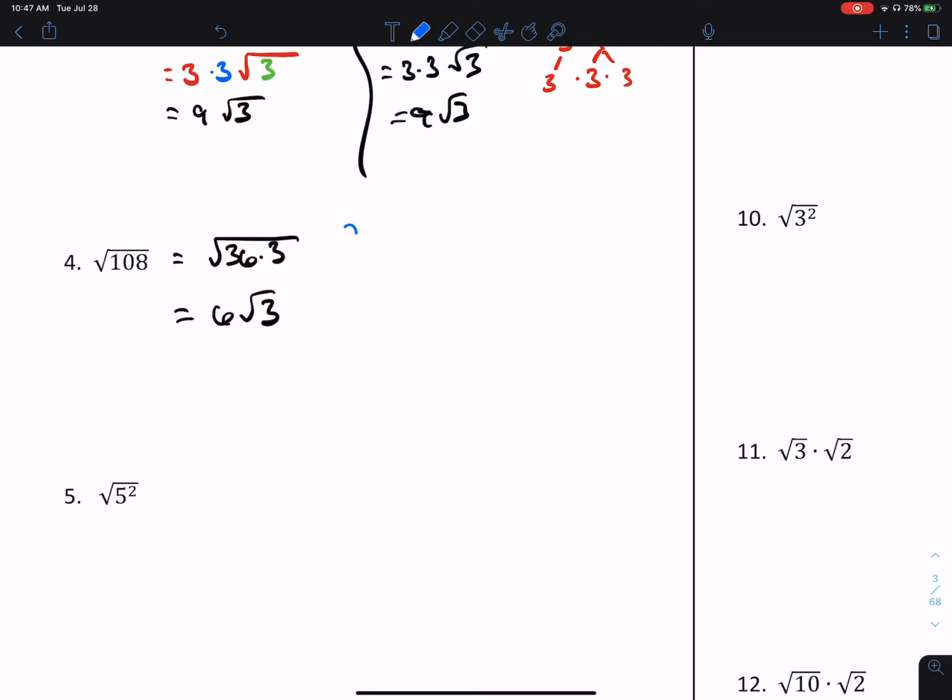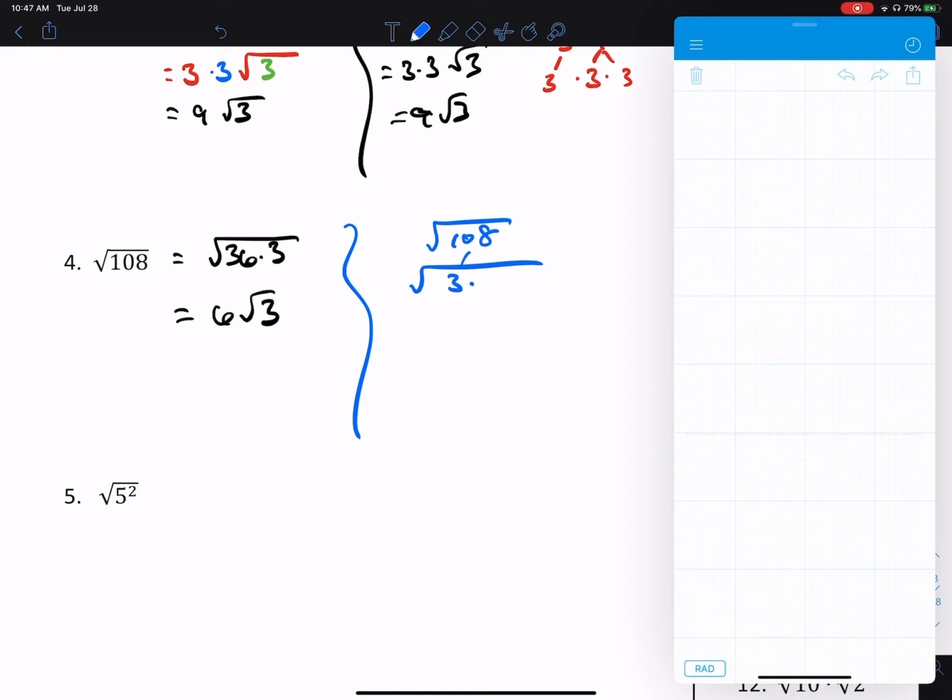If you don't like that, here's how we could have done it. We could have broken 108 into prime factors. We can divide this by 3. It's going to go, let's see, 16 times, I believe. Is that right? That's not right. 108 divided by 3.